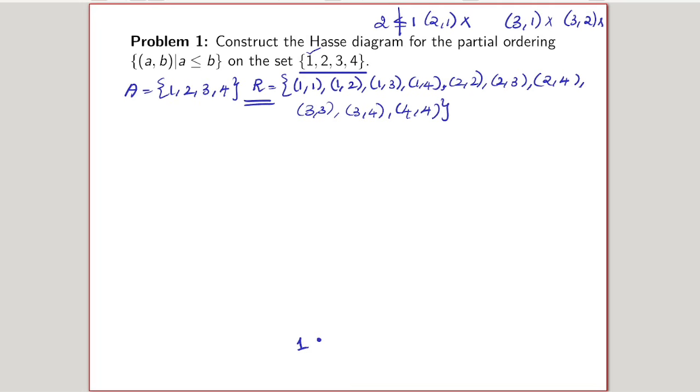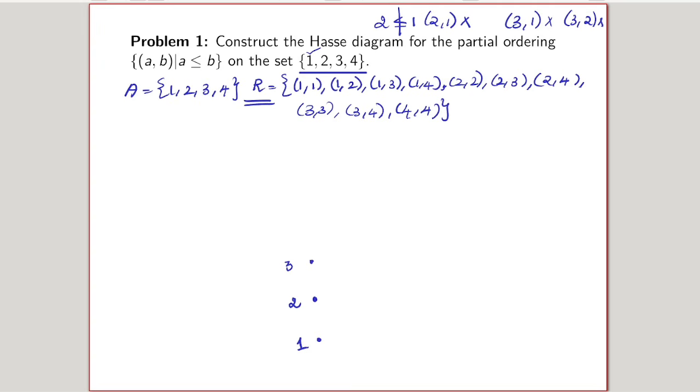And next entry, I am going to fix 2. So, clearly 1 is related to 2. So, we have to place 2 above this point 1. Next one, we can come for the element 3. So, we can observe that 1 is related to 3. Similarly, 2 is also related to 3. So, we have to place this 3 above the points 1 and 2. So, I am going to place 3 here.